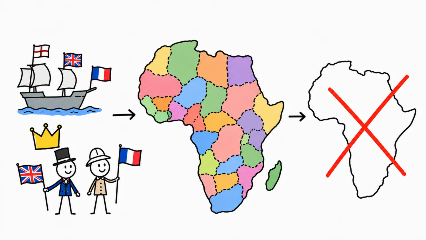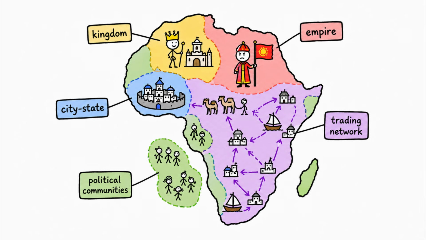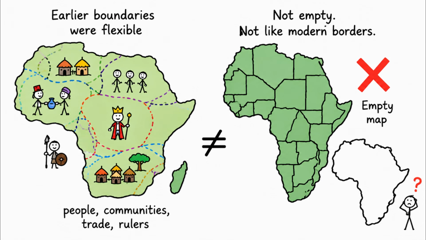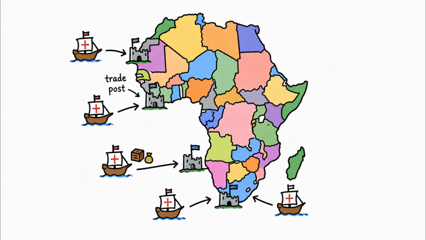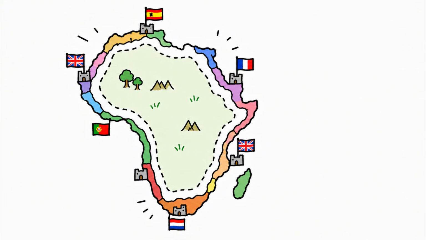The answer begins with European empires, but it is important to clear up one common misunderstanding. Africa did not have no borders before Europeans arrived. The continent contained kingdoms, empires, city-states, trading networks, and political communities with their own territories and spheres of influence. These boundaries were sometimes flexible, and they did not always look like modern national borders, but Africa was not an empty map.